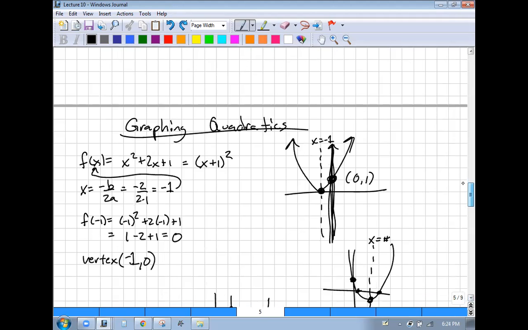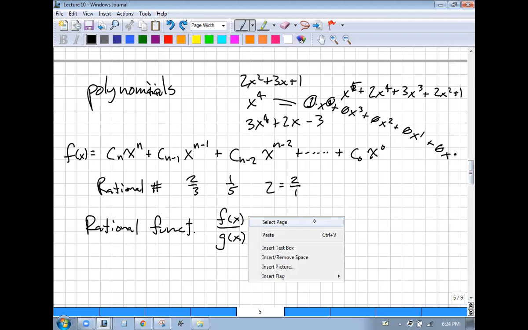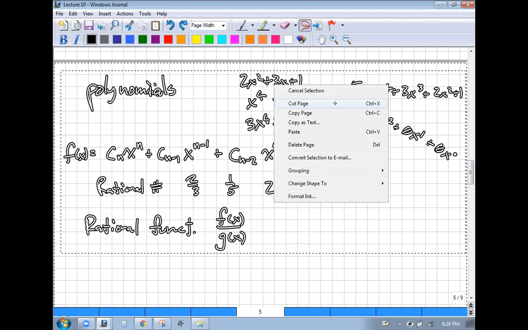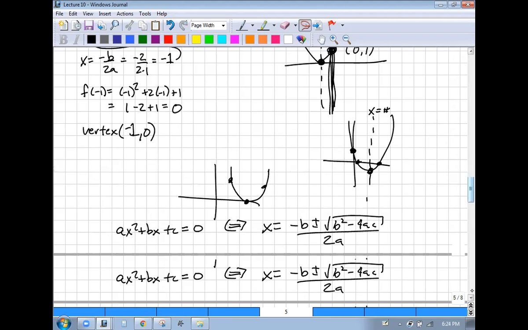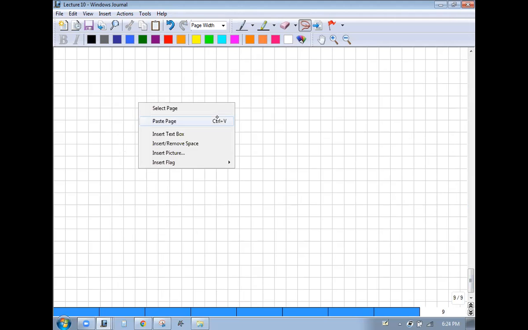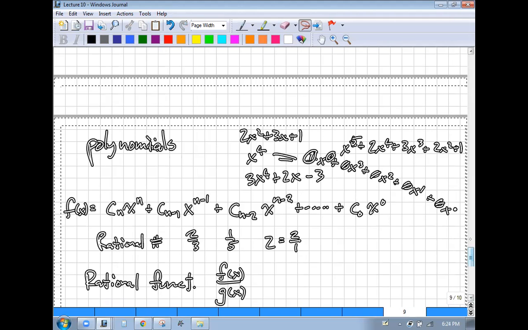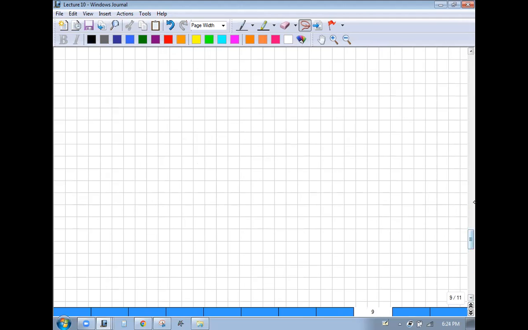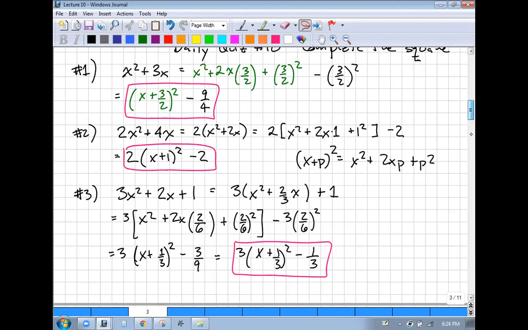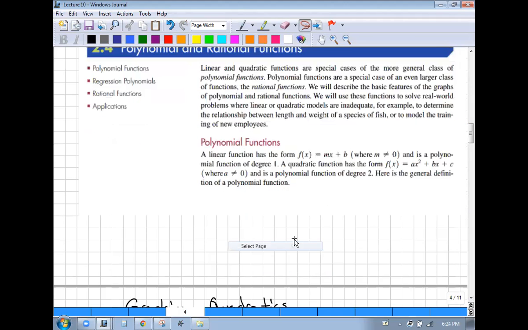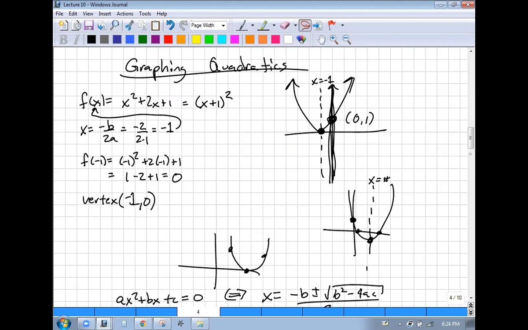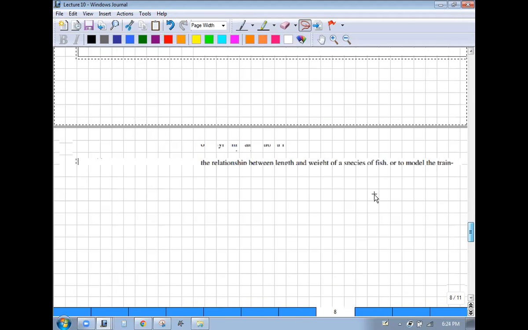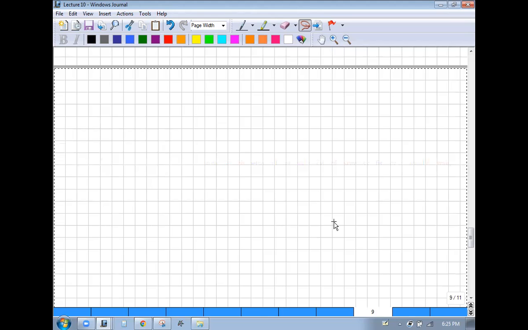Go into the next section to rational functions. Let's see, let's cut this page. Insert new page. Like this one. Select page. Cut page. Paste it there. And so it will be out of the way. There we go.